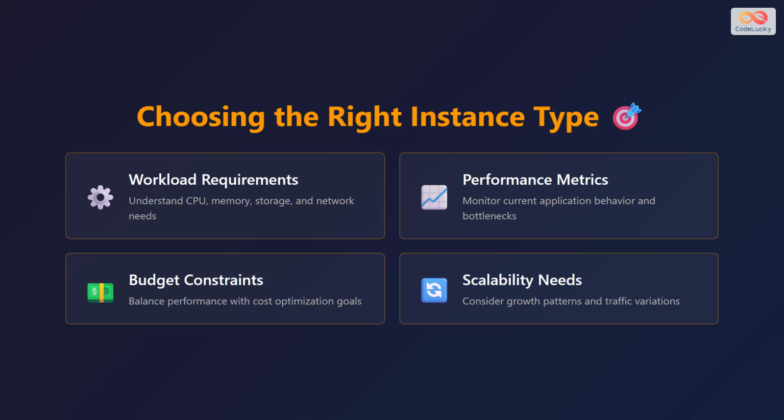When choosing the right instance type, consider 4 key factors. First, understand your workload requirements by identifying your CPU, memory, storage, and network needs. Second, analyze performance metrics by monitoring your current application behavior and identifying any bottlenecks. Third, balance your budget constraints with performance requirements to optimize costs. Finally, consider your scalability needs by thinking about growth patterns and traffic variations. Getting this right ensures your applications run efficiently without overspending.